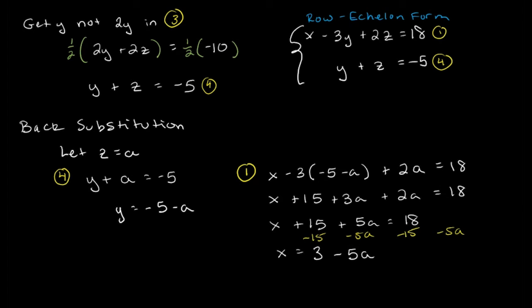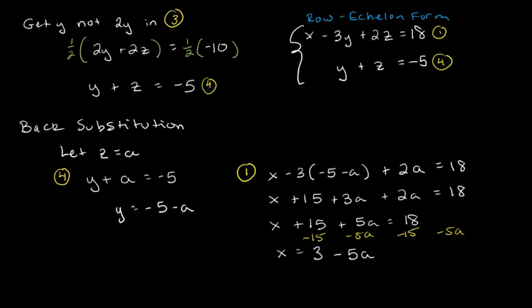So now I've got z, y, and x all in terms of this new variable a. And this is just saying we've got infinite solutions. You pick a number for a, you plug it in, and this is how you get your x, y, and z. So instead of having to resolve this thing every single time to find a solution, we've got it in terms of some variable that you can plug in.